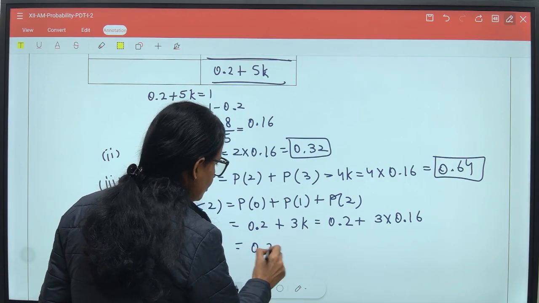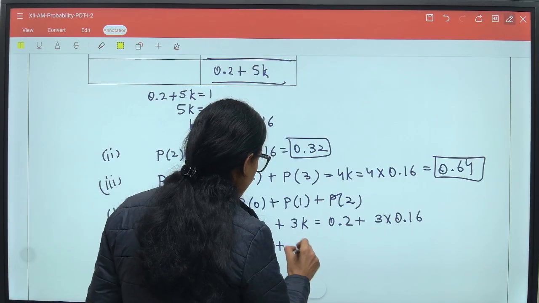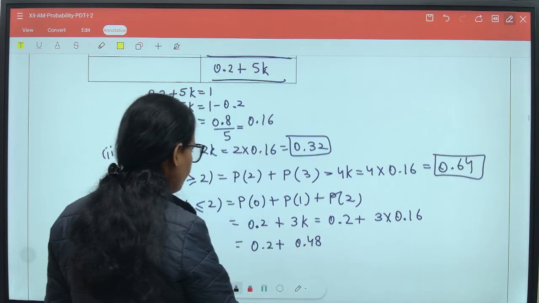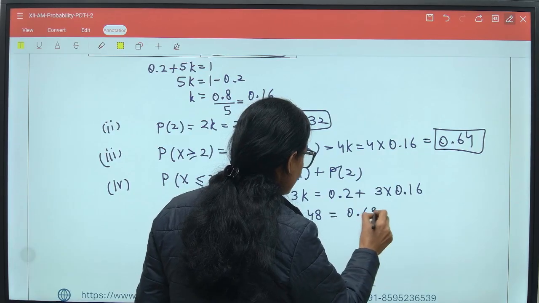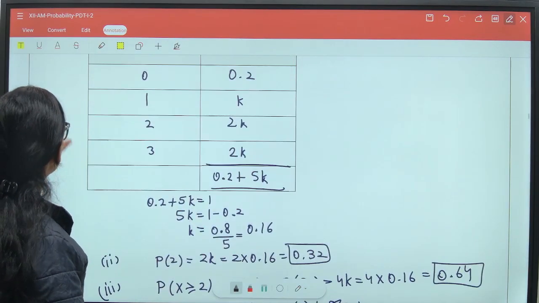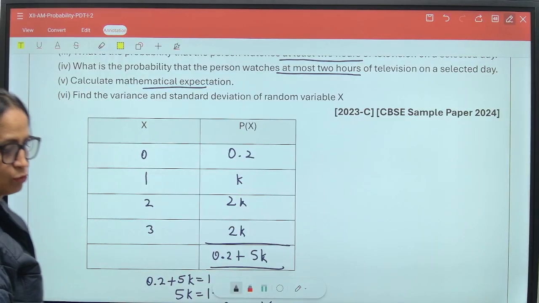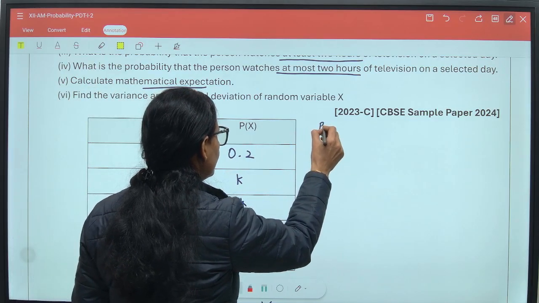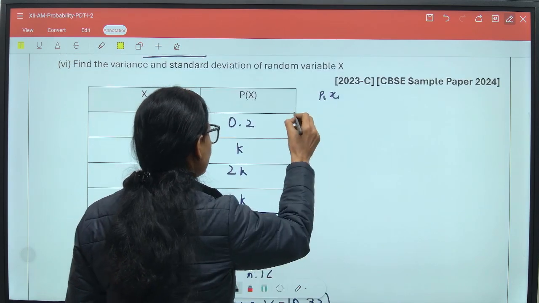So this is 0.2 plus... and that comes out to be 0.68. Easy? Now what is the next part? Calculate the mathematical expectation. To find the mathematical expectation, we need to add another column for pi xi, the product of these two columns. So let's find that.